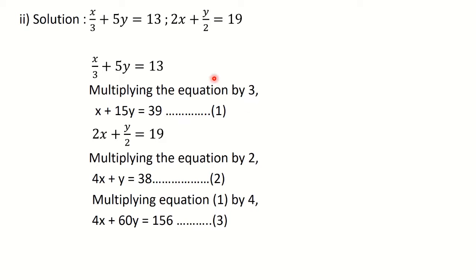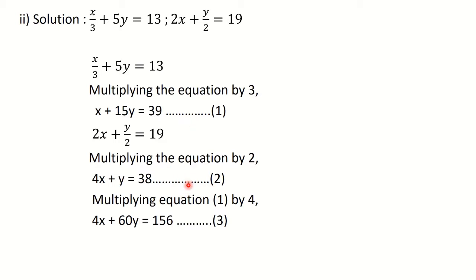Then the next equation, the second one, 2x plus y upon 2 is equal to 19. Now here also we don't want this 2, so we are multiplying the equation by 2. Each and every term we are multiplying by 2. 2 2s are 4x, the 2 and 2 will get cancelled and you will get only y, and 2 into 19 is 38. So equations number 1 and 2 are ready.